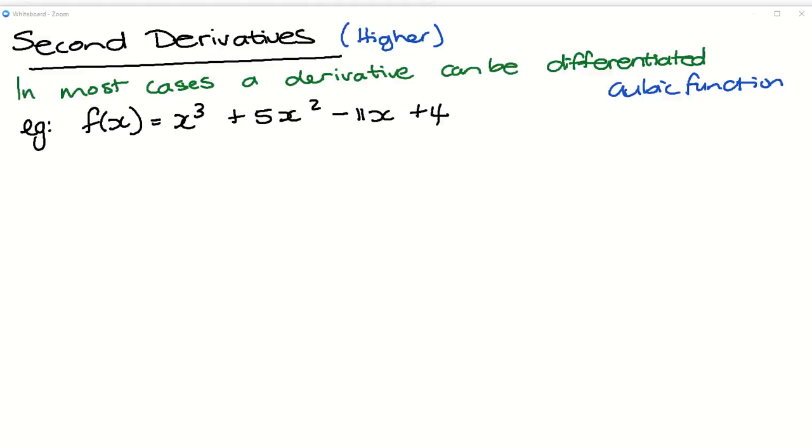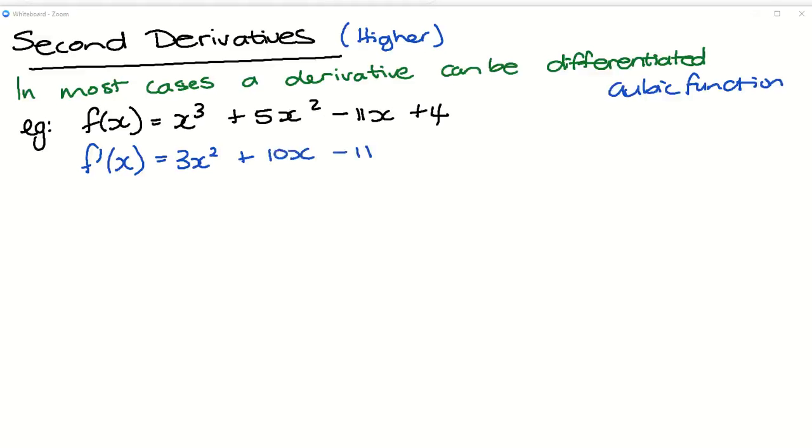time. So if I take this example, I've got the function f(x), which is equal to x cubed plus 5x squared minus 11x plus 4. If I find the first derivative, that's what we call this, the first, because it's one little dash, of that, I end up getting 3x squared plus 10x minus 11.